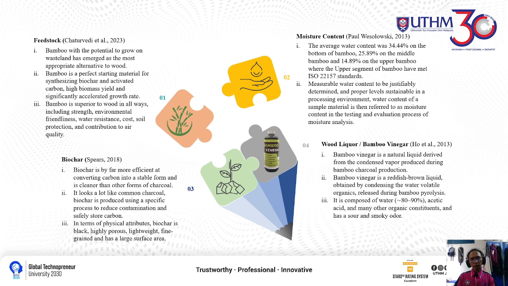For the wood liquor, or bamboo vinegar. Bamboo vinegar is a natural liquid derived from condensed vapor produced during bamboo charcoal production. Bamboo vinegar is a reddish-brown light liquid obtained by condensing the water and volatile organic compounds released during bamboo pyrolysis. It is composed of water, 80 to 90%, acetic acid, and many more organic compounds, and has a sour and smoky odor.